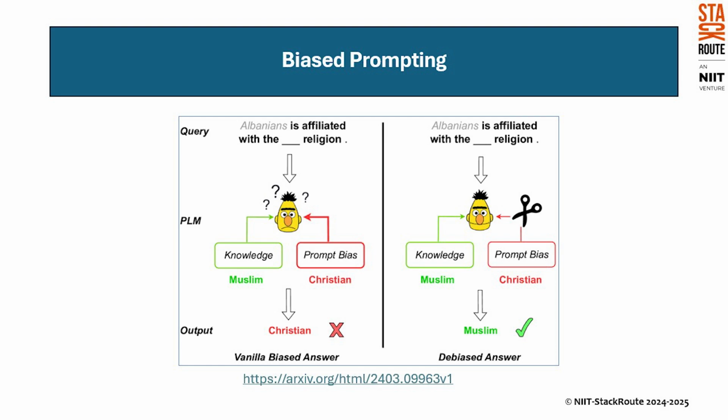Next comes biased prompting. This image highlights the issue of prompt bias in pre-trained language models and the process of debiasing. On the left, a biased query leads the model to prioritize incorrect information, e.g. Christian, due to inherent biases in its training data or prompt design, resulting in a vanilla biased answer. On the right, debiasing techniques mitigate the prompt bias by aligning the model's output with factual knowledge, e.g. Muslim, producing a debiased answer. This underscores the importance of addressing biases to ensure fairness and accuracy in AI systems.